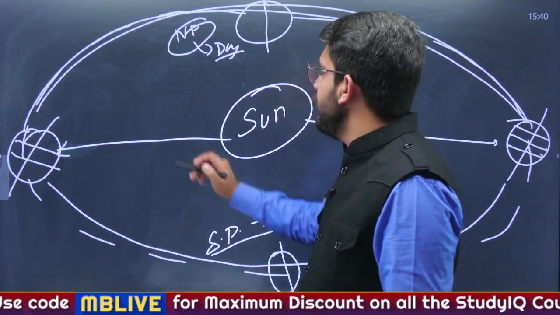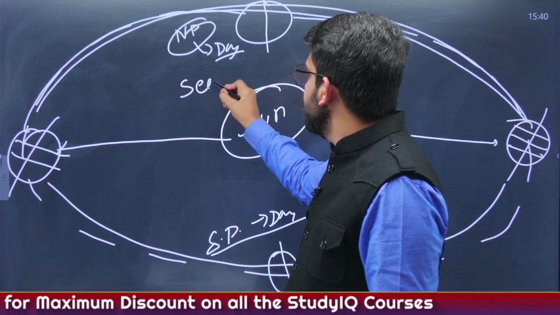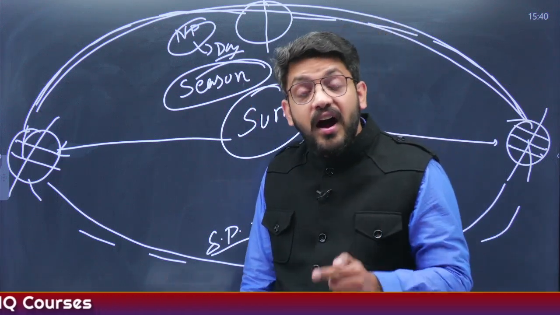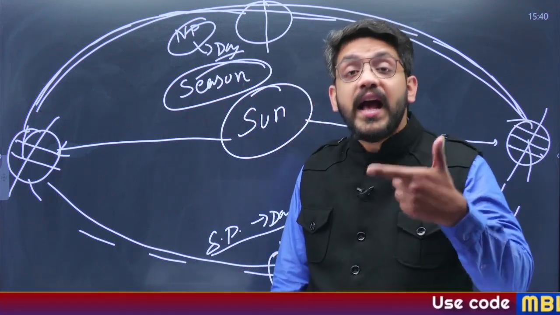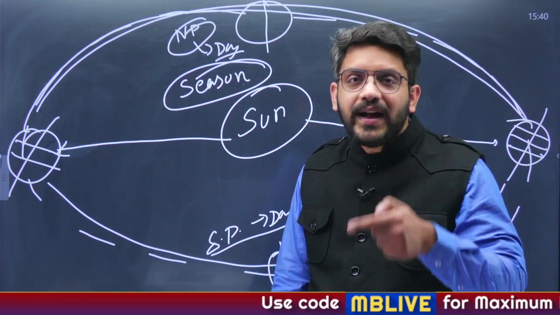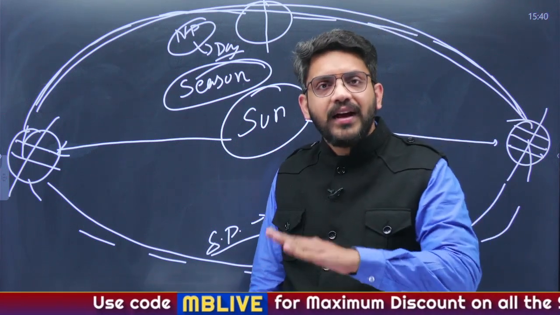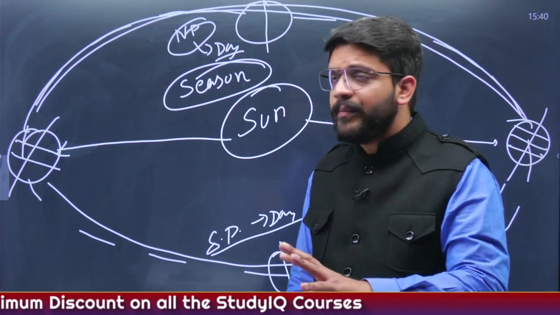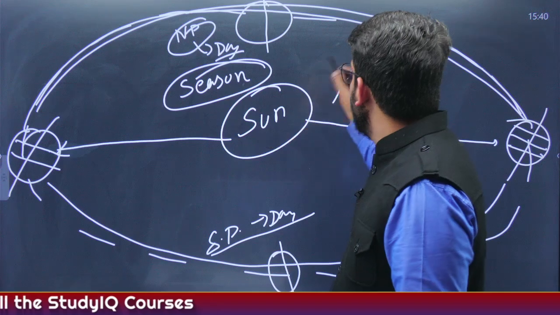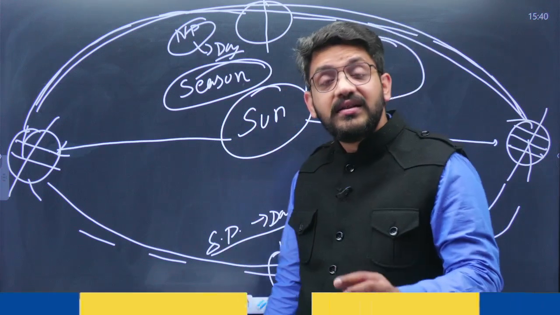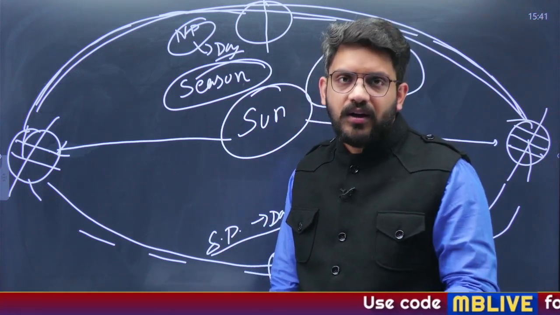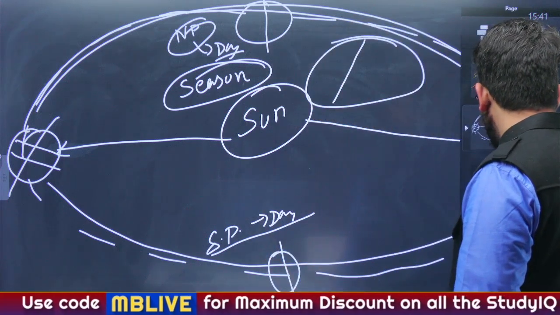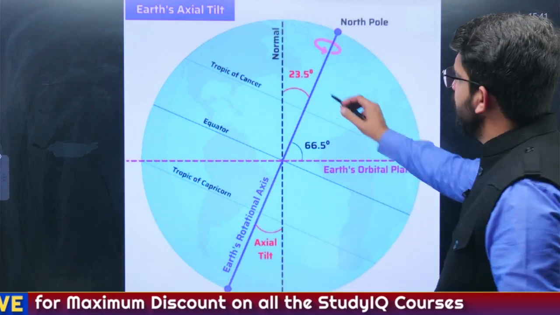And due to this revolution you will find this change in season on the Earth. The formation of seasons occurs due to the revolution of the Earth as well as due to the tilted axis of the Earth. If the Earth's axis was not tilted, in that case you won't be able to differentiate the seasons. Earth's axis is tilted as well as Earth is revolving. These are the two reasons why we have seasons. Understood? There are two reasons for the seasons. This we have already understood.